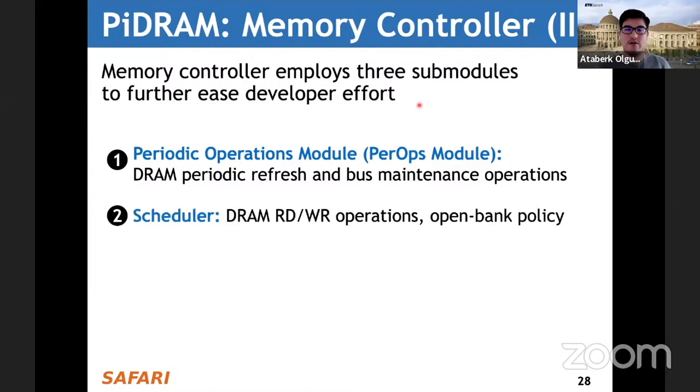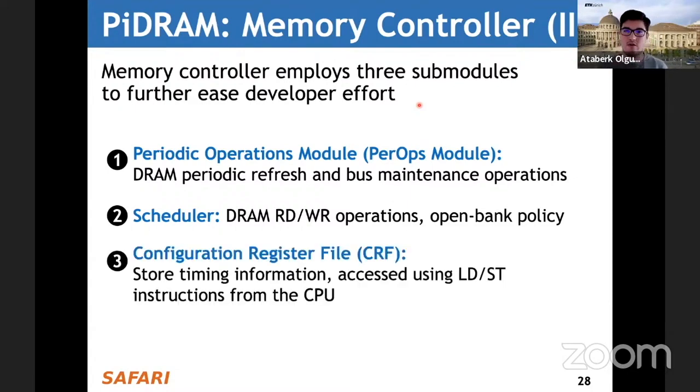And the second component is our scheduler, which schedules normal or regular DRAM read and write operations and applies a simple open bank policy. And the third component is the configuration register file, which stores timing information about the command sequences that need violated timing parameters, and it can be accessed using load and store instructions from the CPU.